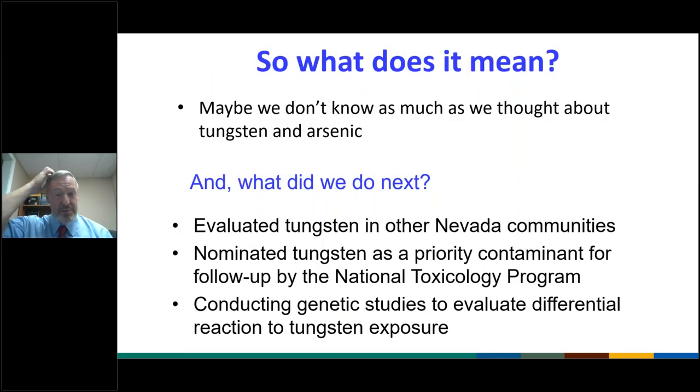So what does that mean? Well, we didn't know as much as we thought about tungsten and arsenic, especially tungsten. At the time, it was very challenging to tell the community, you have the highest levels we've ever measured of tungsten in people, but we have no idea what that means, because there were no human health studies for evaluating tungsten in people. Now, we had evaluated tungsten compounds from an occupational point of view, but not tungsten itself. So that actually led to adding tungsten to the national priority contaminant list by follow-up studies for the National Toxicology Program. And they conducted genetic studies to evaluate differential reactions to tungsten exposures.